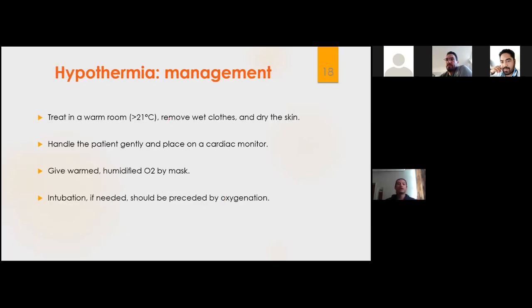So how would we manage hypothermia? The basic principle is to treat in a room which is more than 21 degrees centigrade. We should start by removing wet clothes, and we have to dry the skin to decrease the heat loss. Like I said earlier, we have to handle the patient with great care and place them on a cardiac monitor, because patients with moderate and severe hypothermia are very vulnerable to cardiac arrhythmias. Initially, we can start to make the patient warm and start humidified oxygen by mask, and we should consider intubation if needed and start with oxygenation. I'll discuss further about the management in my succeeding slides.